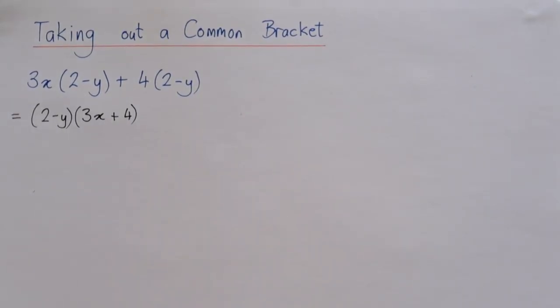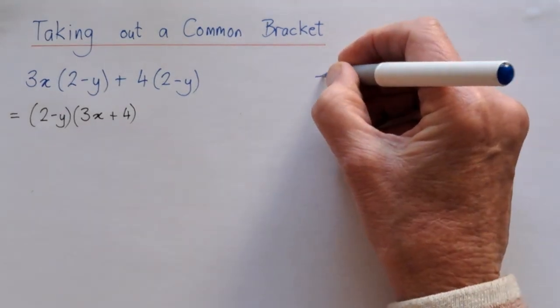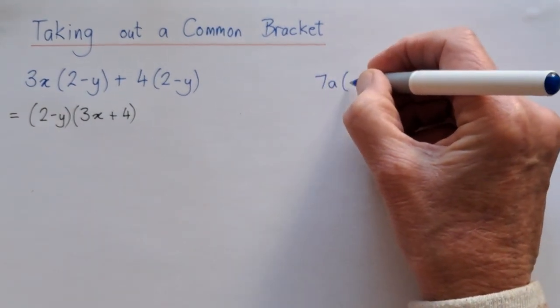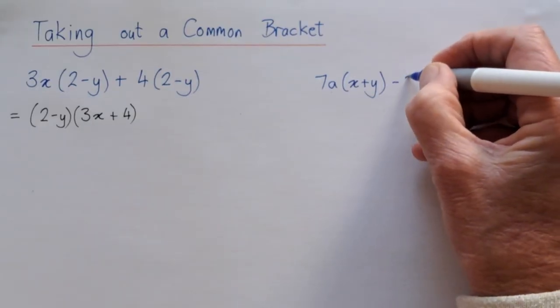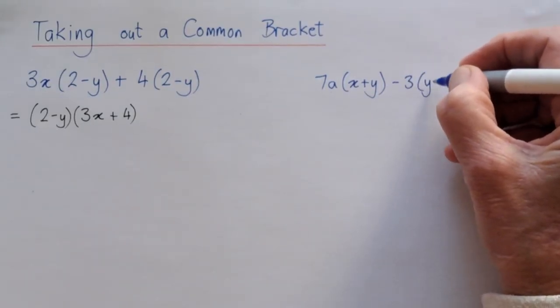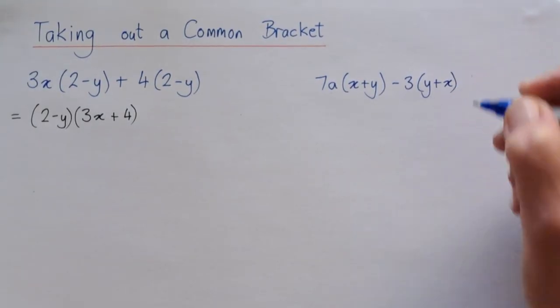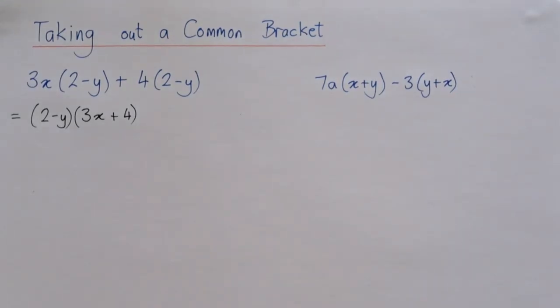Let's have a look at 7a bracket x plus y minus 3 bracket y plus x. So if we look at those two terms, it would appear that the brackets are not the same, because we've got an x plus y and a y plus x.